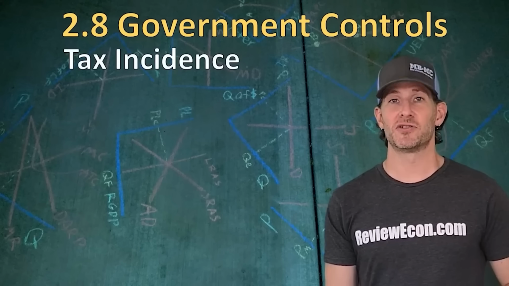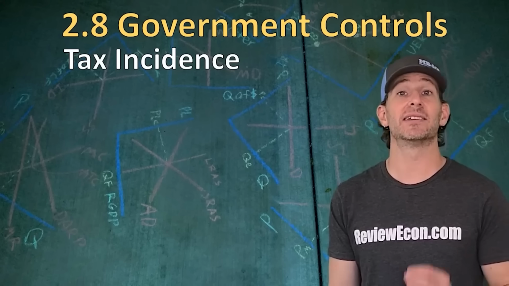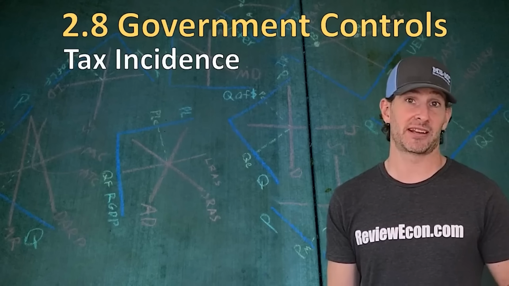The next thing we're going to do is take a look at tax incidence or tax burden. What we're looking at here is who pays the tax when the government imposes a per unit tax on a particular good.